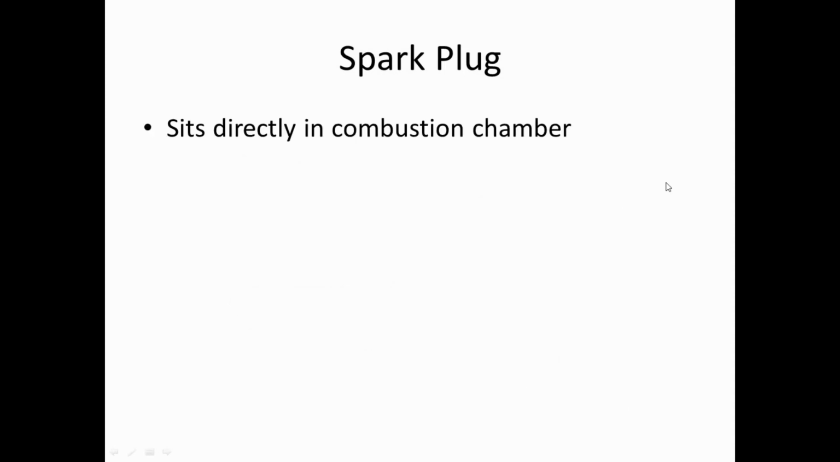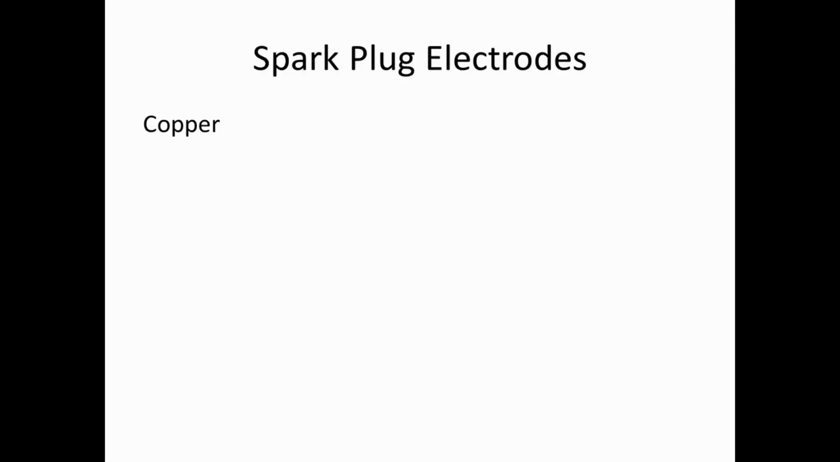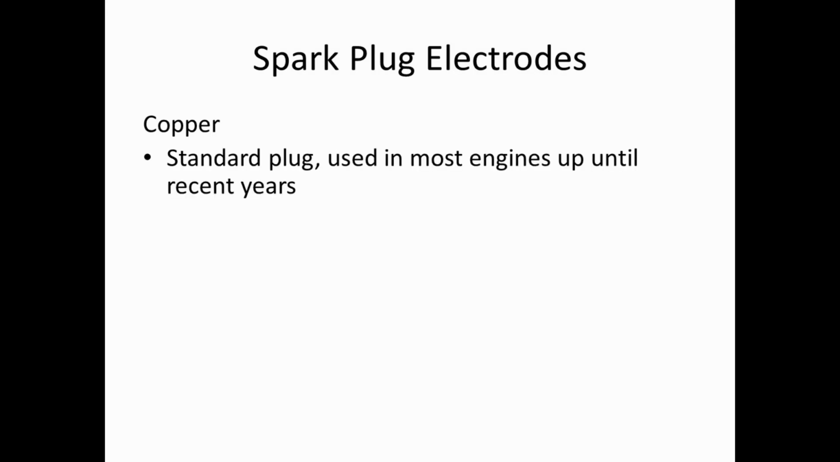So the spark plug sits directly in the combustion chamber. It ignites the air and fuel mixture, and the design, like I said, has largely been unchanged for a lot of years. So we basically have a bunch of different spark plug electrode types. Copper was the most common, probably up until about 20 to 25 years ago. Like I said, it's been used in a lot of engines, even up until recent years. Usually small engines, lawnmower engines, stuff like that will still use a copper tip plug.